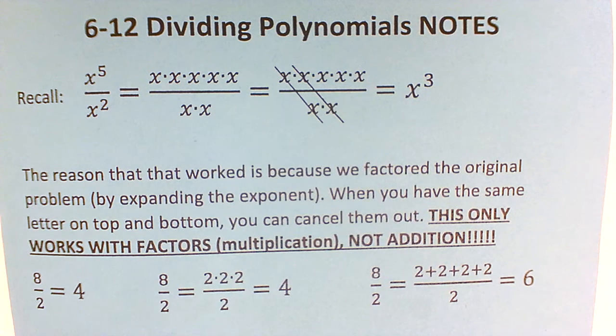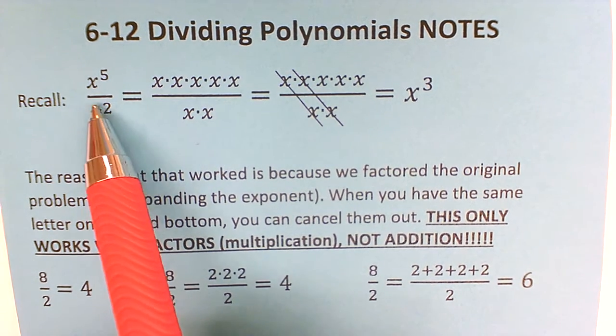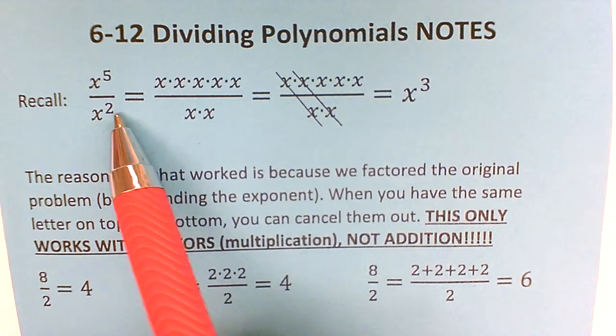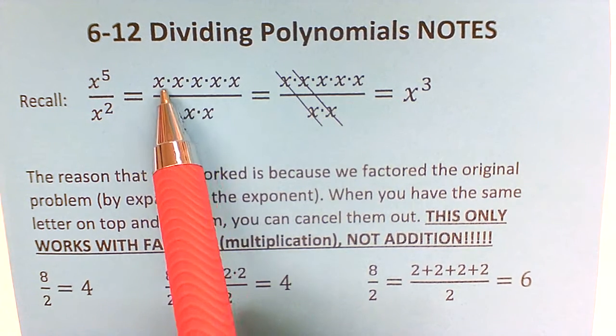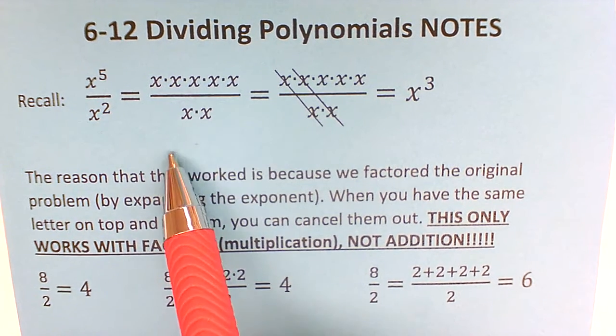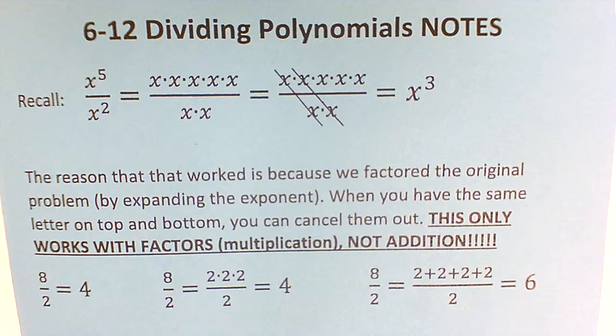Alright, 6-12, dividing polynomials. Recall back when we did the exponents chapter, if you had x to the fifth over x squared, I told you to expand all of your exponents. I've got x to the fifth, that's 5 x's multiplied together. X squared is 2 multiplied together.